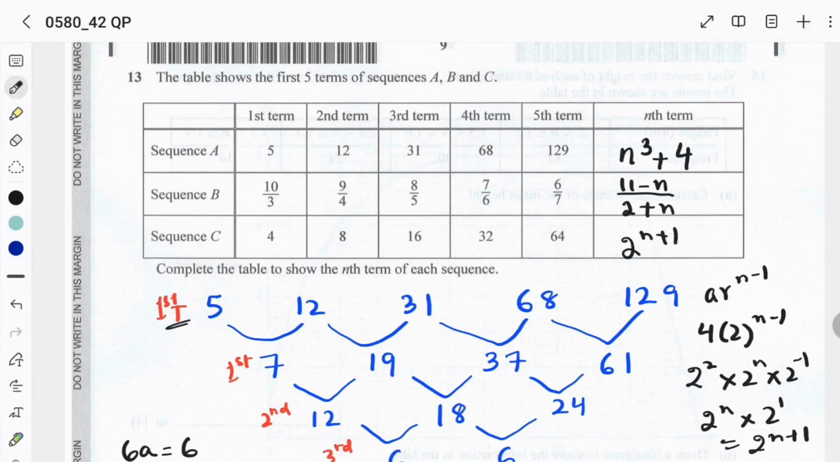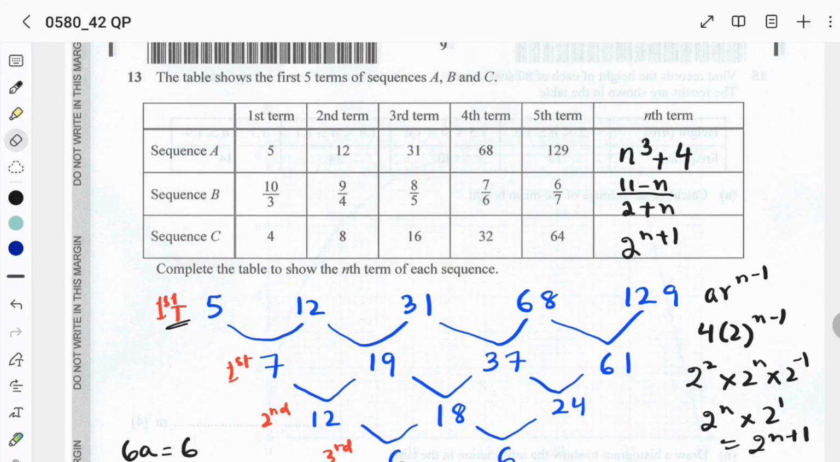Now verify this answer as well. For n equals 1, 2 to the power 1 plus 1 is 2 squared, which is right. For n equals 2, 2 plus 1 is 3, 2 cubed. Now 3 plus 1 is 4, 2 to the power 4, 2 to the power 5, 2 to the power 6, like this. Okay, so we verified our answer for sequence C as well.